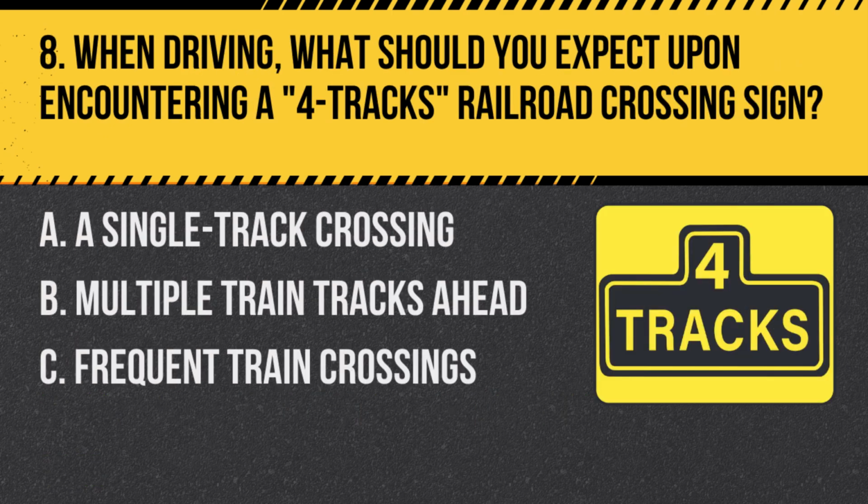Question 8. When driving, what should you expect upon encountering a 4-tracks railroad crossing sign? A. A single track crossing. B. Multiple train tracks ahead. C. Frequent train crossings. Answer. B. Multiple train tracks ahead. This sign warns of multiple railroad tracks to cross.